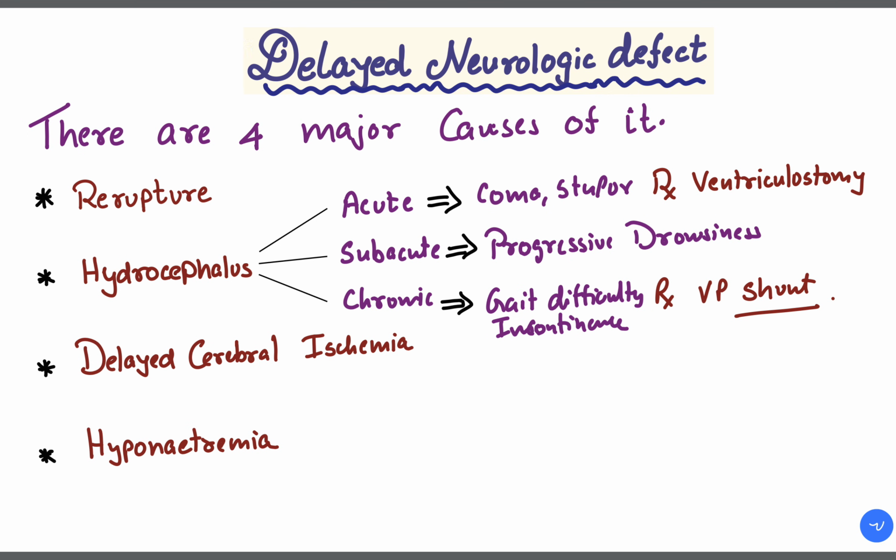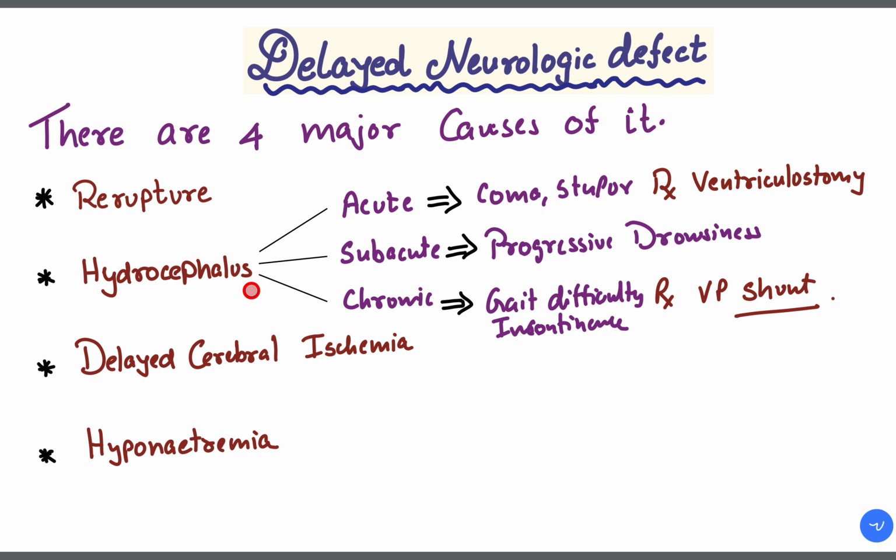Subarachnoid hemorrhage, though it presents acutely, also has delayed neurologic deficits. The person will have symptoms after, say, 4 to 7 days of onset of headache. So there are four major causes of delayed neurologic deficits. The first is re-rupture. Understandable that if today the rupture of a berry aneurysm occurred and it was not obliterated, there are 20% to 30% chances in the first month that it will re-rupture and the symptoms will occur.